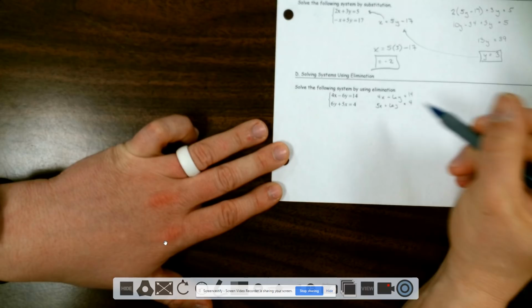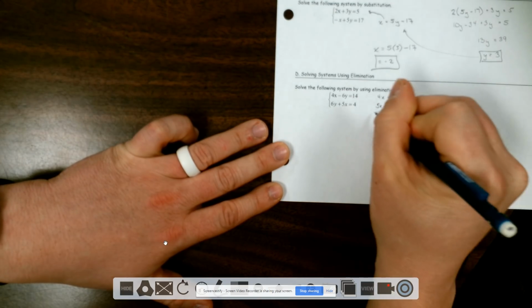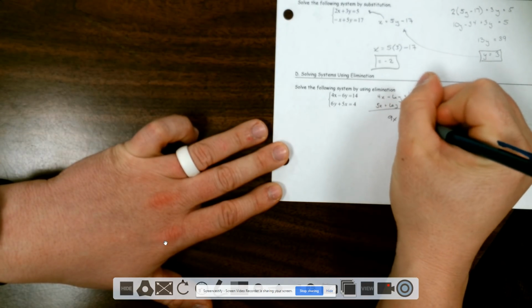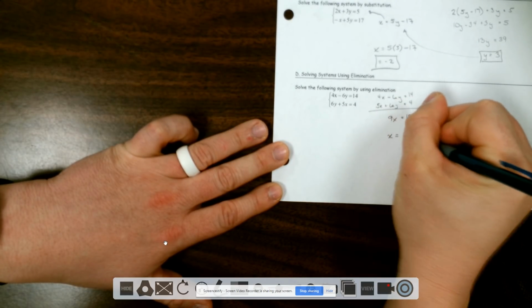Now I see real quick that my y's, if I add together the two lines, are going to cancel out. So we're going to go ahead, we don't need to multiply by anything. We add together these two lines, we get 9x is equal to 18, giving us x equal to 2.